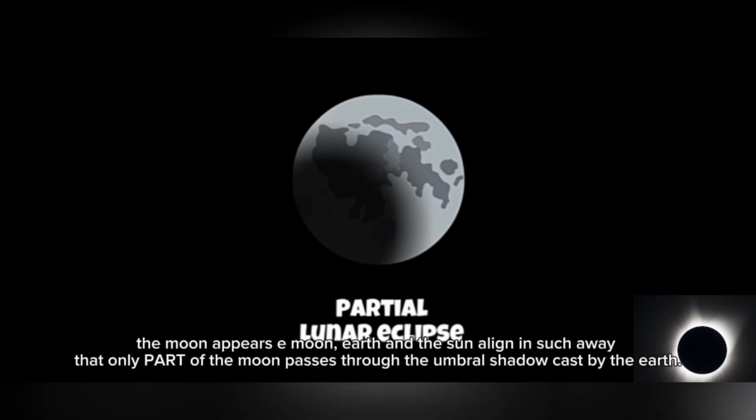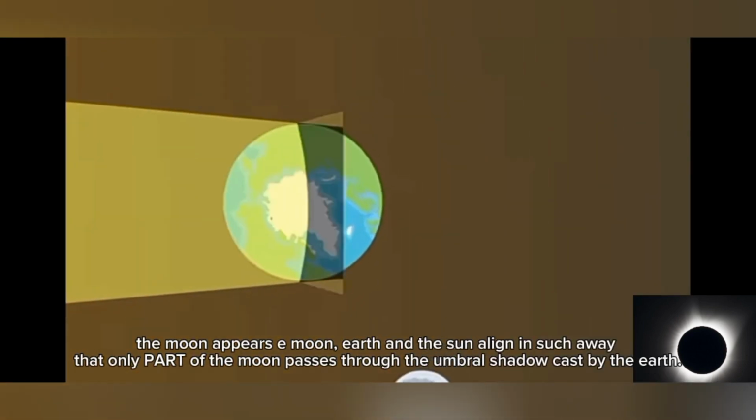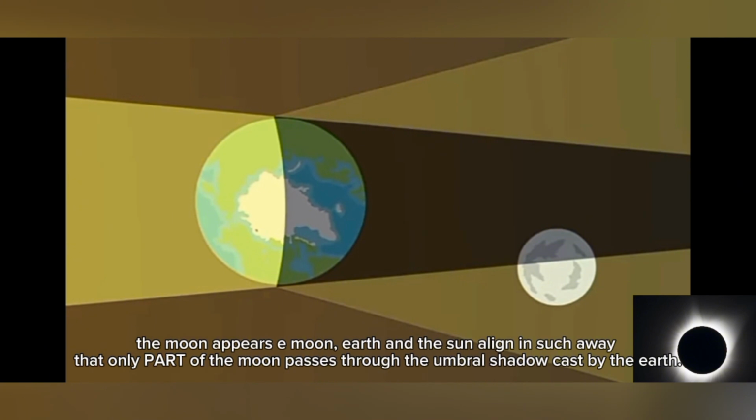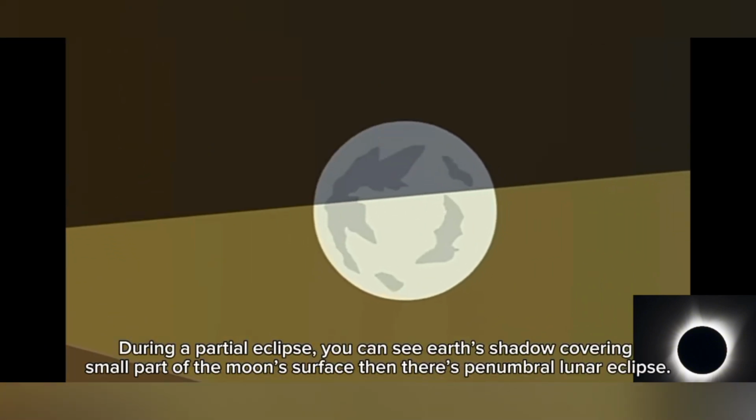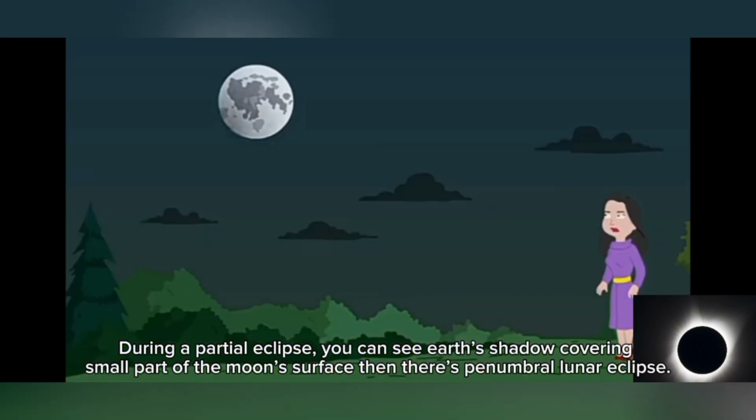Next, a partial lunar eclipse, which happens when the moon, earth and the sun align in such a way that only part of the moon passes through the umbral shadow cast by the earth. During a partial eclipse, you can see Earth's shadow covering a small part of the moon's surface.